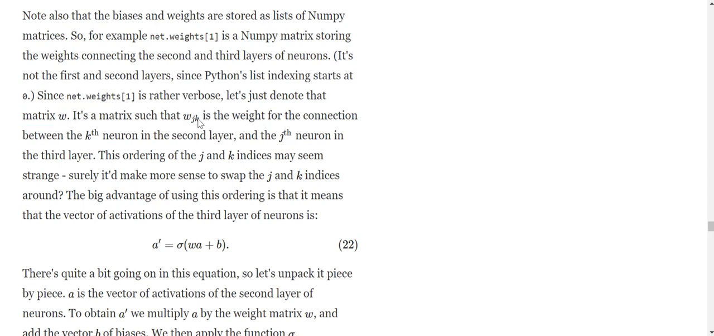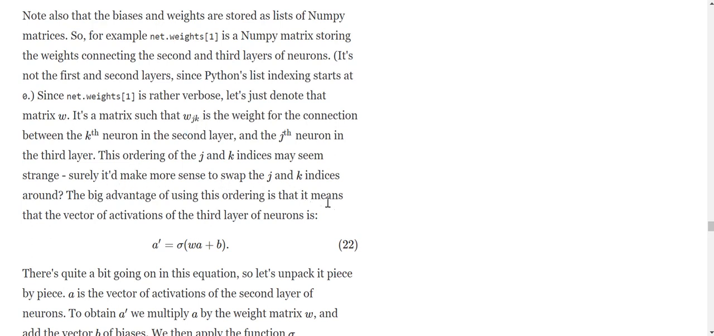It's a matrix such that w_jk is the weight for the connection between the kth neuron in the second layer and the jth neuron in the third layer. So this is also quite clear. This w_jk is the matrix which forms the connection between the kth neuron in the second layer and the jth in the third. This ordering of j and k indices may seem strange. Surely it would make more sense to swap the j and k around, right? So you might think that shouldn't the k come first because the second layer comes first.